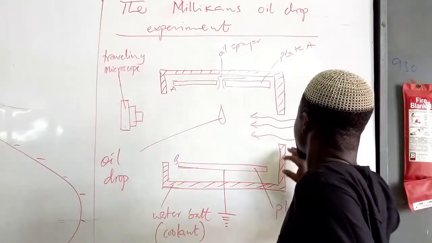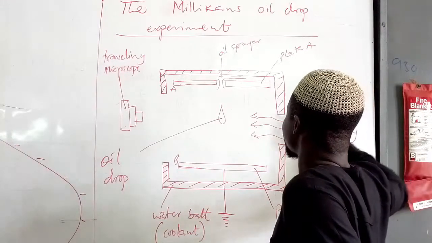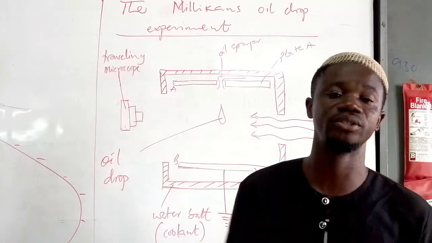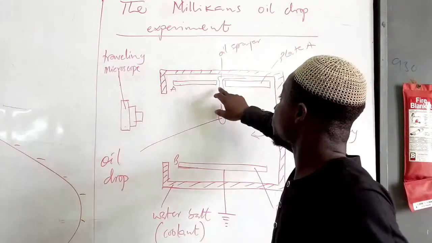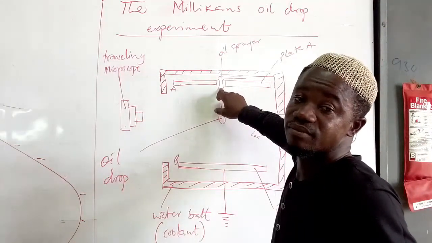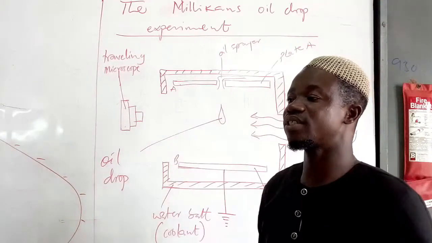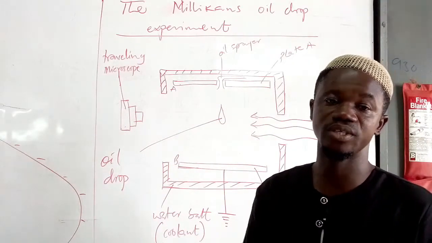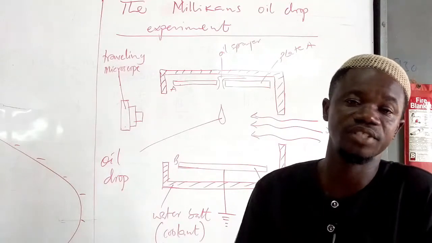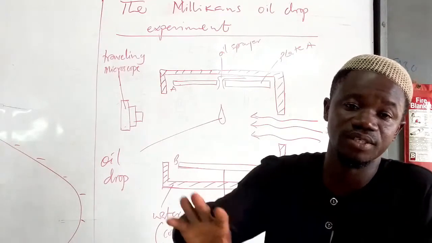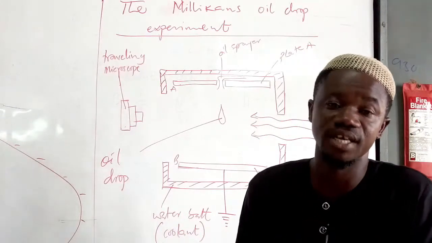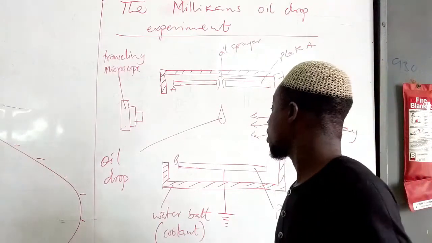Then there is an X-ray which is made to pass through the oil drop to re-ionize the oil drop. Remember, the oil drop gets charged by friction. And the quantity of charge can either be positive or negative. When the quantity of charge is positive, you're talking about positive charges. But when the quantity of charge is negative, it means that you're talking about negative charges, specifically electrons.